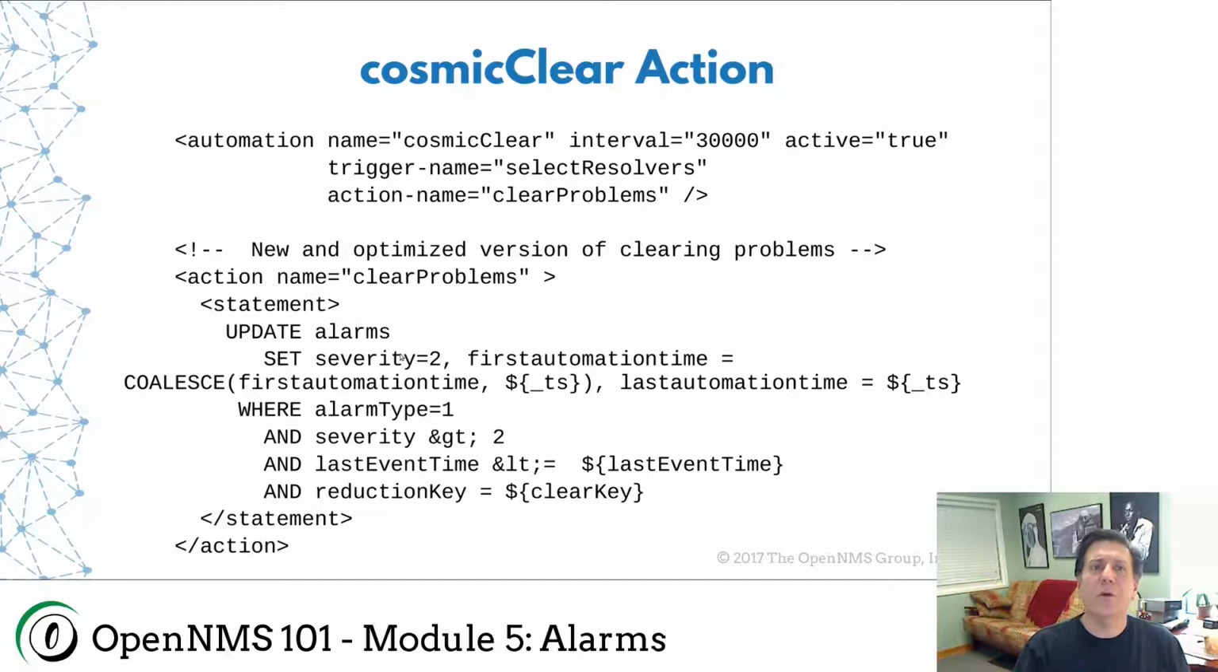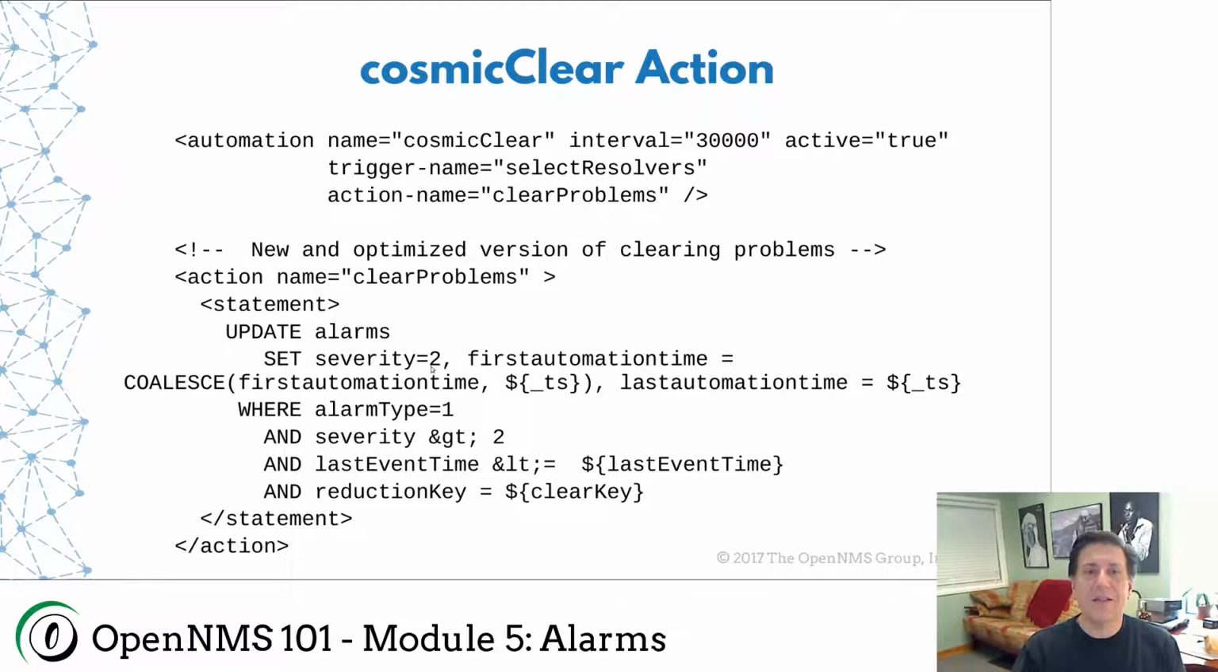And so what do I do? So let's look at the Cosmic Clear action. So the action name, again, I'm copying this automation piece just so it's all on one page, easier to see. So the action name here says clear problems. And so what we're going to do is this, and I'm going to go through this a couple of times because it is a little complex to new users especially, and to some old ones. So this says update the alarms table. Set the severity equal to 2. That happens to be cleared.